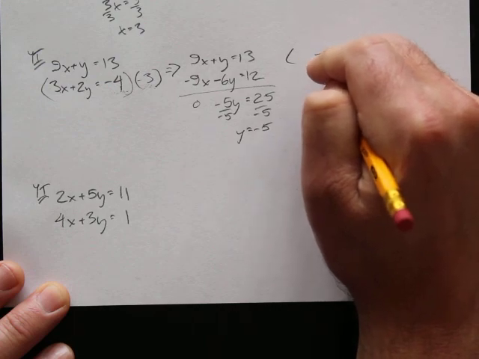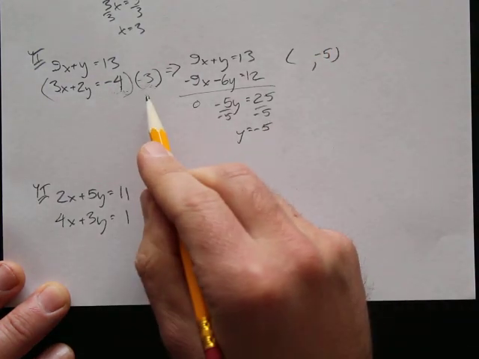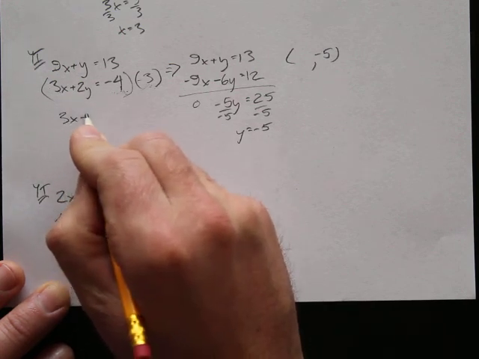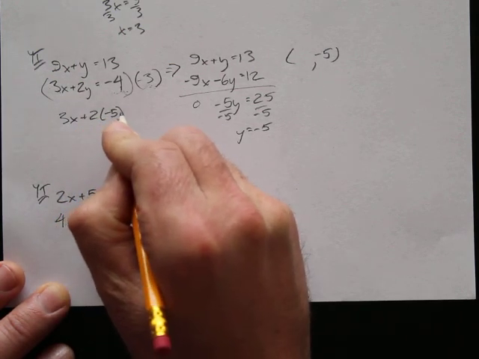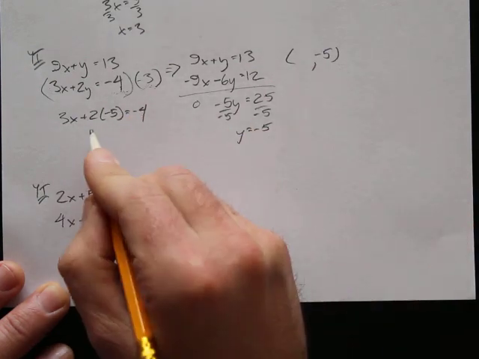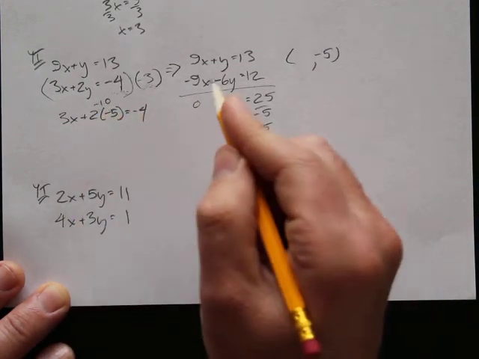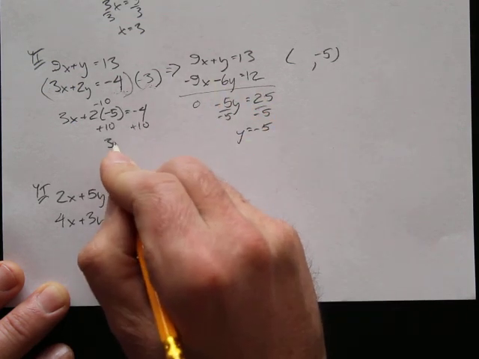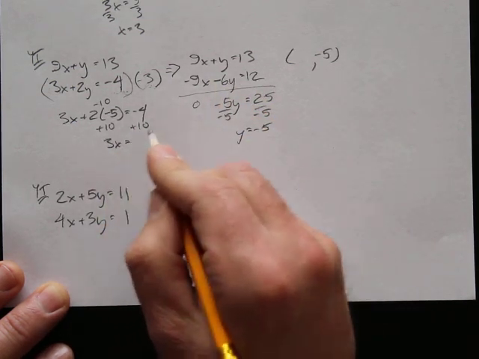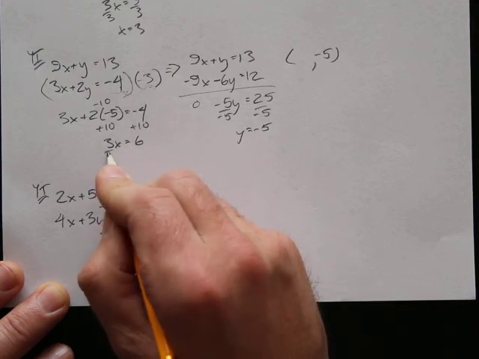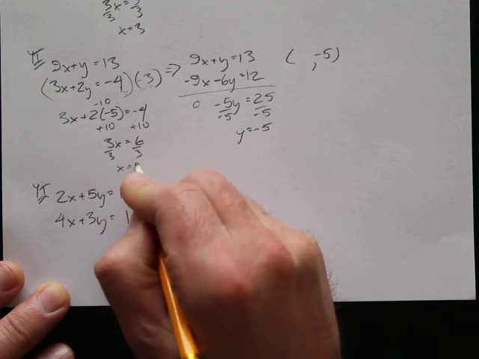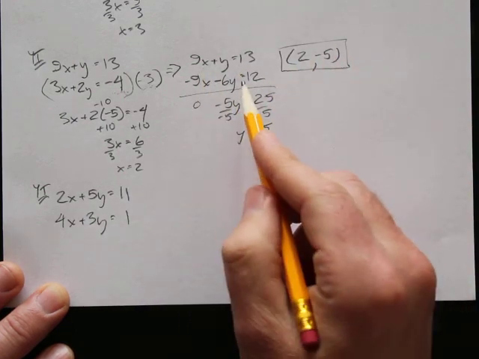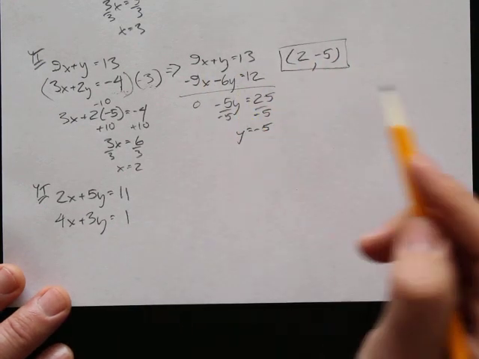Y is negative 5. Now I plug negative 5 back into one of these. I'm going to plug it into this one. X plus 2 times negative 5 equals negative 4. This is negative 10, so I'm going to add 10 to both sides. And I have 3x equals positive 6, divided by 3. X equals 2. 2, negative 5 is the point at which these two lines cross one another.